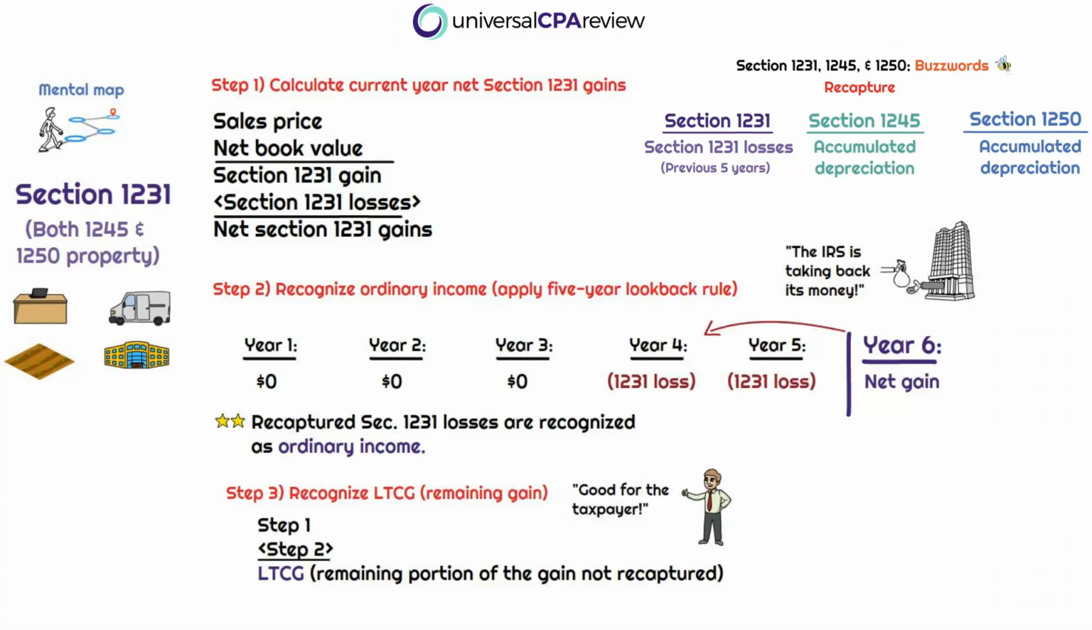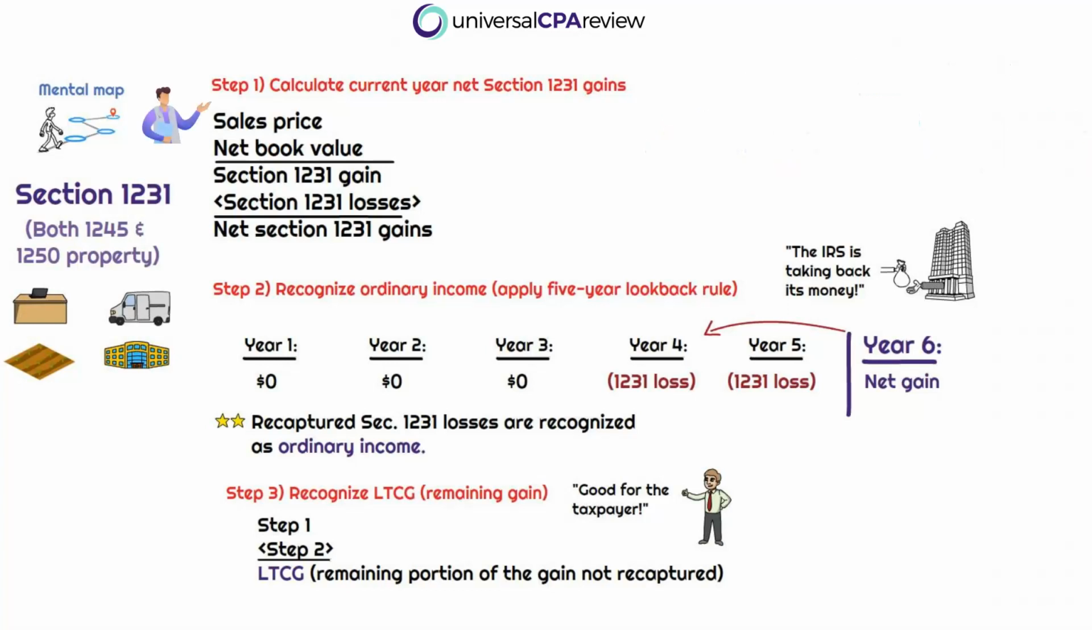So as you can see in step 2 in our mental map, we're going to introduce what's referred to as the 5-year look-back rule. And this is something that is specific to only Section 1231. When we think about Section 1231, we're thinking about recapturing Section 1231 losses. When we break out Section 1245 and Section 1250, we're focusing more on the recapturing of accumulated depreciation.